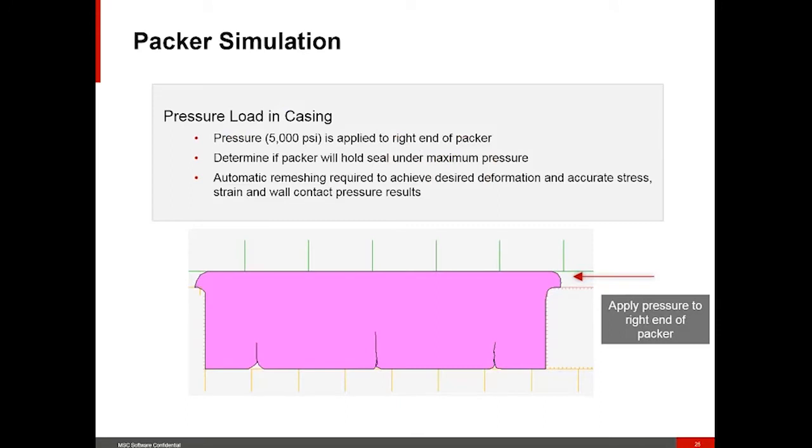In the last load case, a pressure of 5,000 psi is applied to the right-hand side of the seal. Under such high pressure, the seal will be compressed further, and extrusion will happen on the left-hand side.